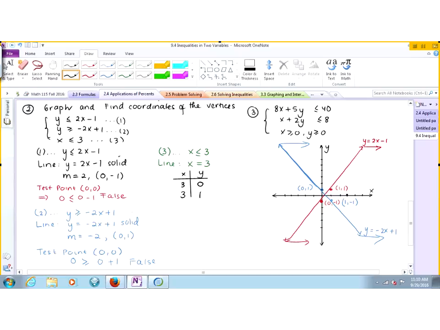So 0 and 1. So 3, 0 is right here. So do you have to choose the points? Not really. If you remember, no. And then 3, 1 is right here. So this is your x equals 3. And it's solid, right? You know, when I'm using this one, the line is not exactly on the point. Even though when I graph it here, it is. Anyway, it's okay. Now, which area do I choose?